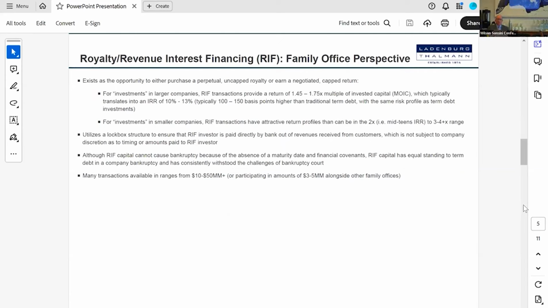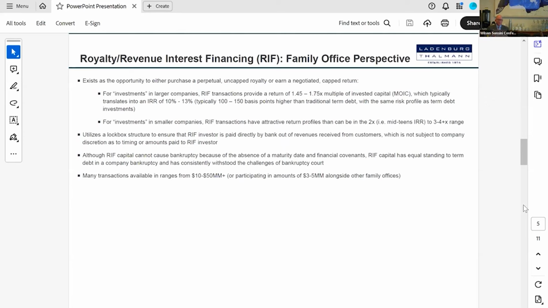So you will have the opportunity in some of these deals to either purchase a perpetual uncapped royalty interest or revenue interest, or, today, what we're talking about are the negotiated cap returns. For investments in larger companies, the RIF transactions typically provide a return to the investor of a MOIC of between 1.45 and 1.75 multiple of invested capital, which typically translates into an IRR between 10 and 13%.